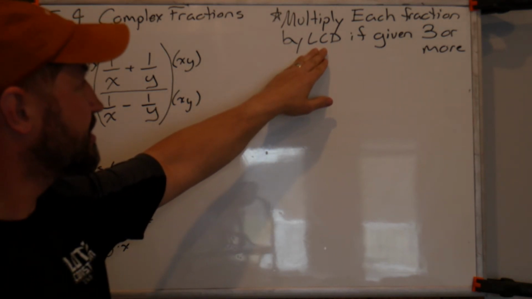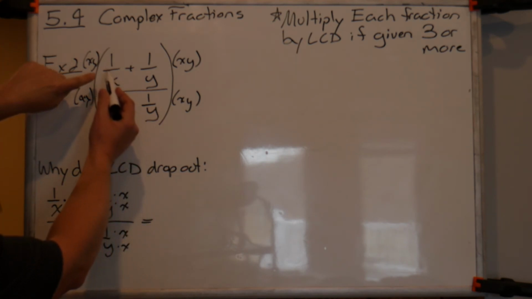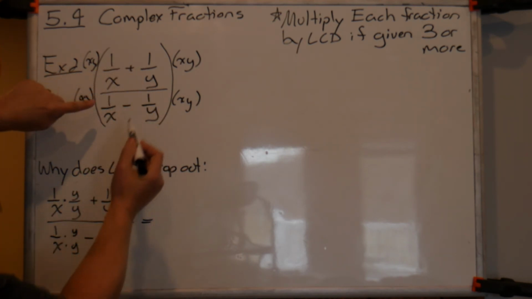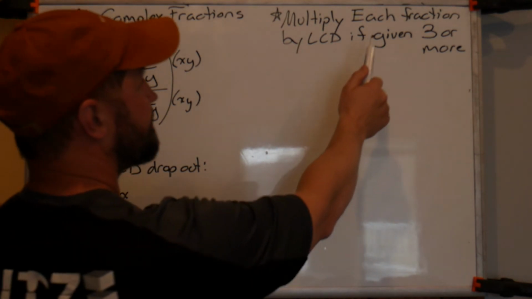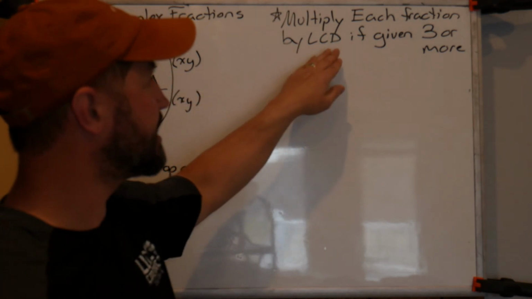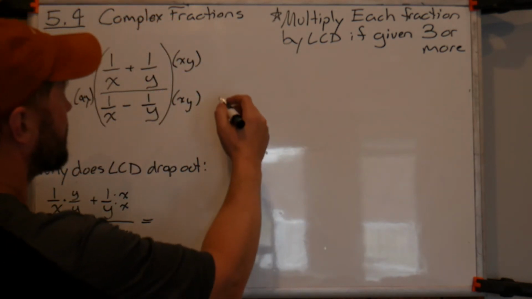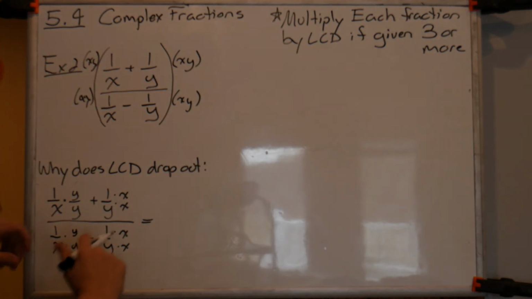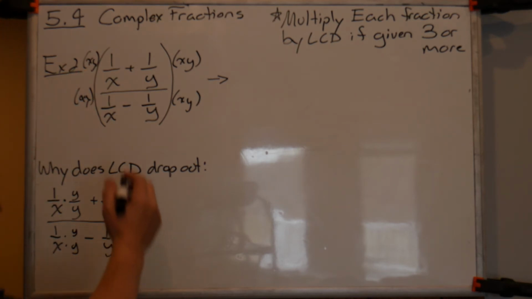The key here that I'm going to talk about: if they give you 3 or more fractions, like example 2 gives us 4. 1, 2, 3, 4 different fractions in one expression, basically. If they give you 3 or more, the easiest thing to do is multiply every single one by the least common denominator, and it will go away. What I mean is multiply them all by the LCD.